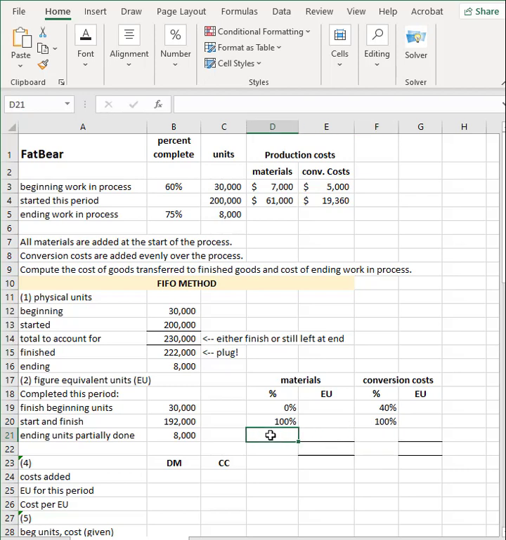The ending units would get all of their materials because they're added at the start, and we did start them, we just didn't finish them. But then how much? We would have gotten 75%. And of course they have to tell us that, 75% from start to where they are now would have been added in this period to these ones that are not complete yet. So then the EU would be the physical units times the various percents.